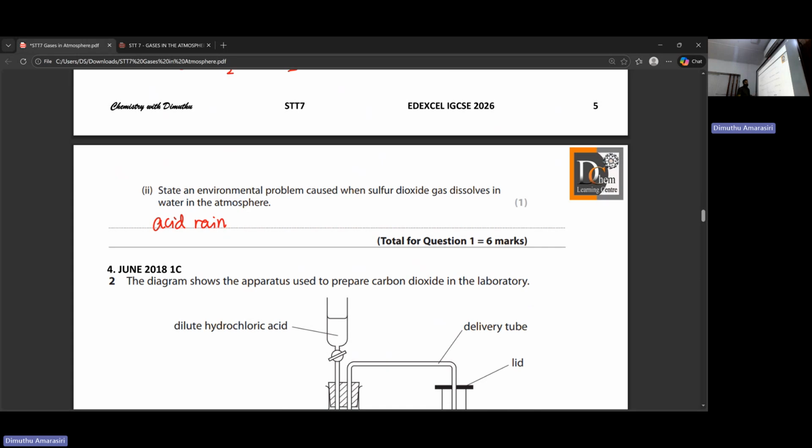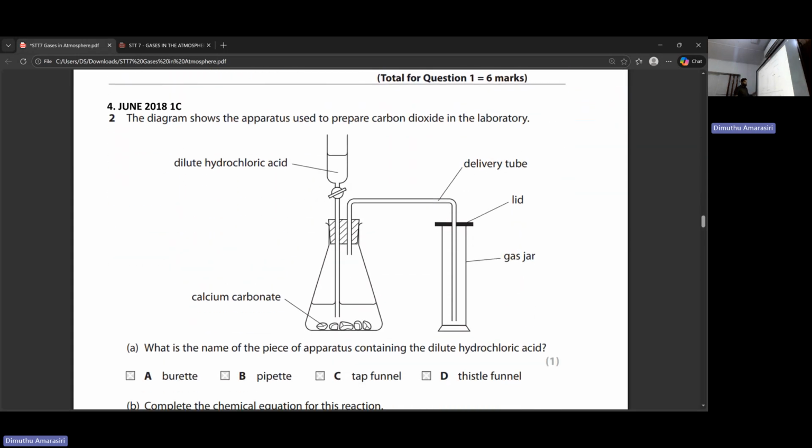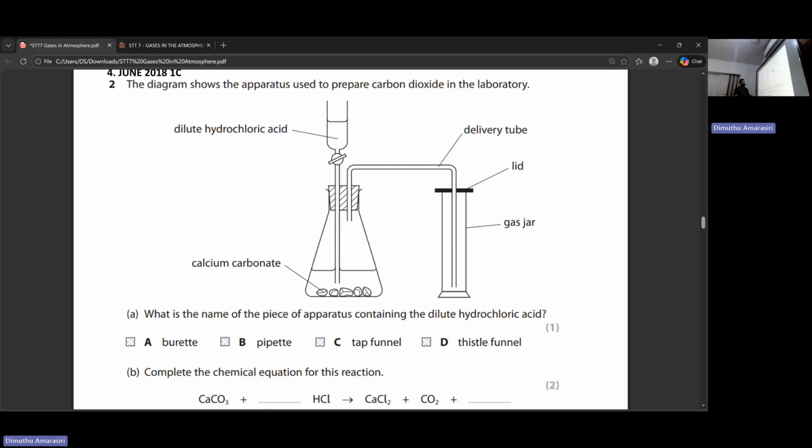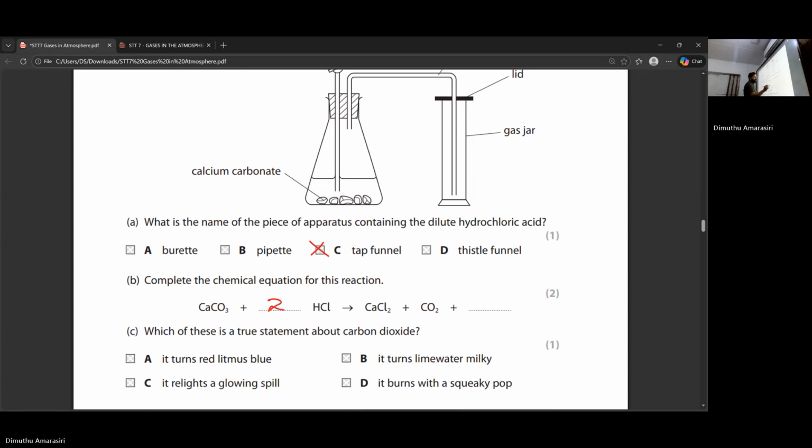Right. Question number 4. Hydrochloric acid, calcium carbonate. We drew this diagram. What is the name of the piece of apparatus containing the dilute hydrochloric acid? It's called a tap funnel. A thistle funnel doesn't have a tap. Complete the reaction: 2HCl, carbon dioxide, calcium chloride, and water.